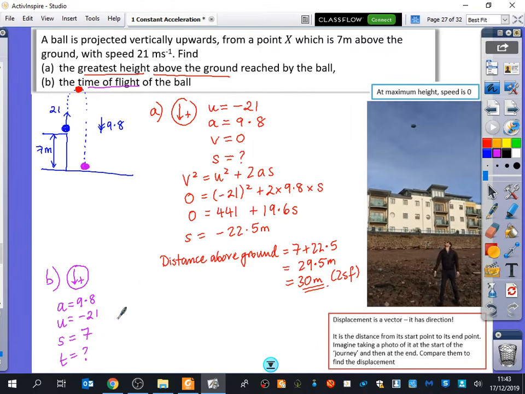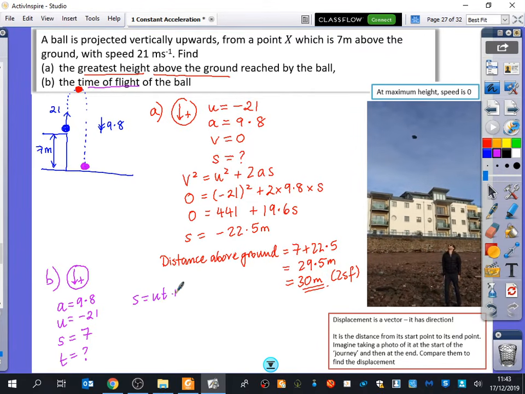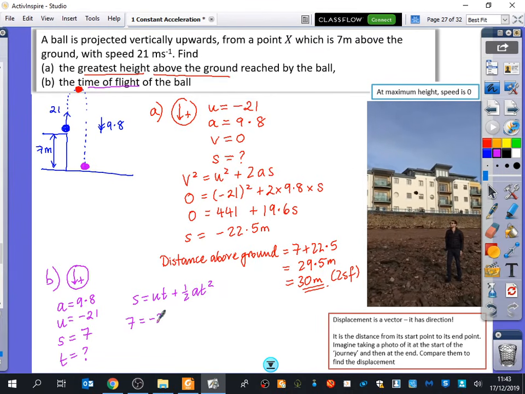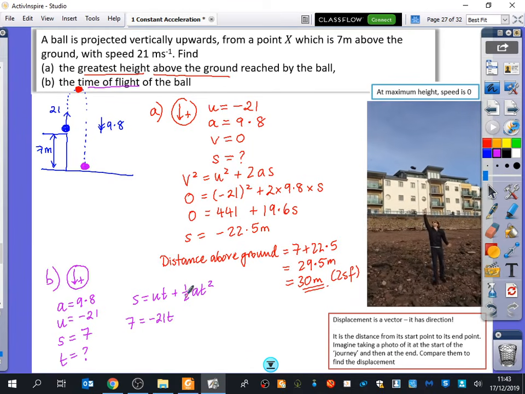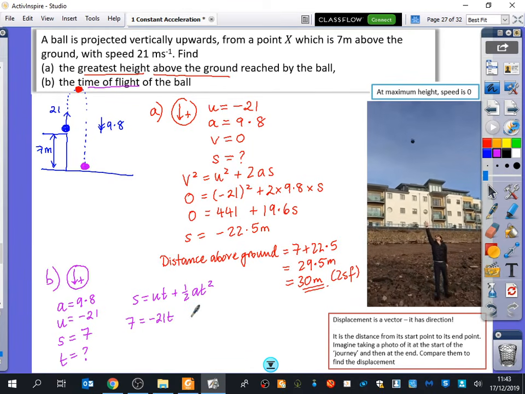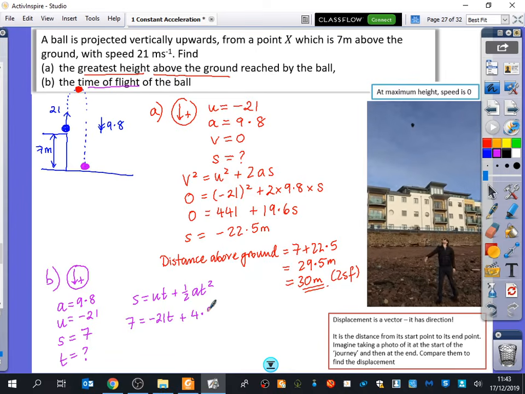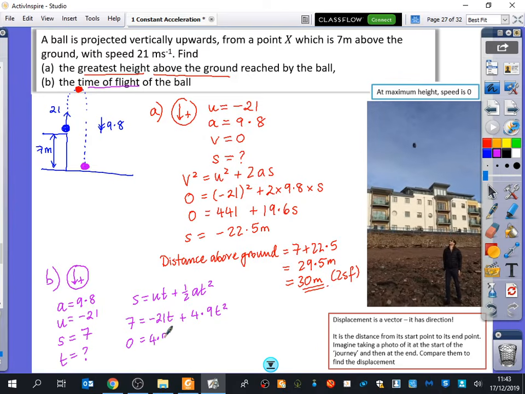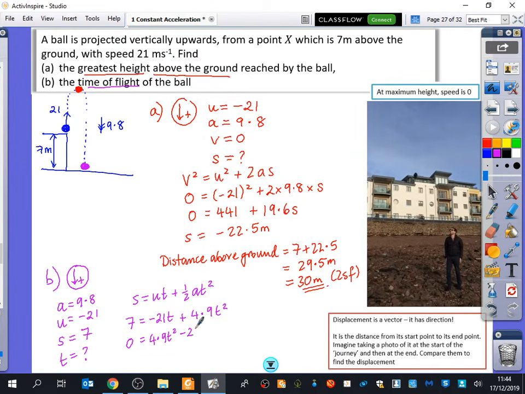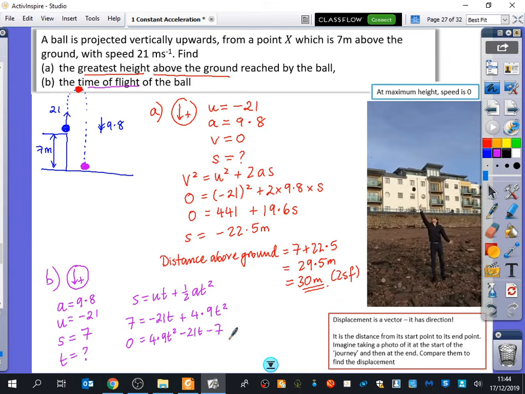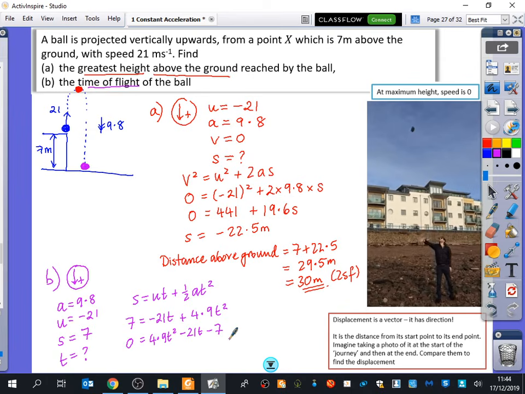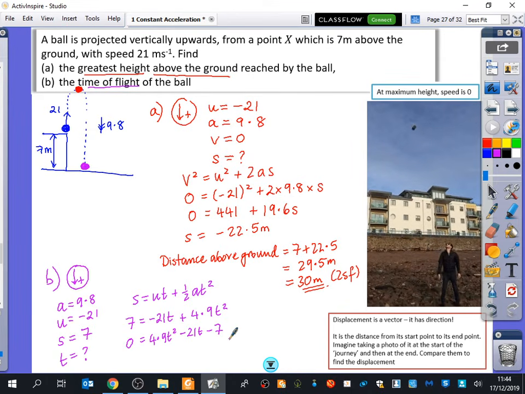And the thing that connects these together is s equals ut plus a half at squared. So we get 7 equals minus 21t. A half of 9.8 is 4.9. So you get plus 4.9 t squared. Make it look like a quadratic. So you get your 4.9t squared minus 21t minus 7. And we do that on our equation solver. So you get 4.9.